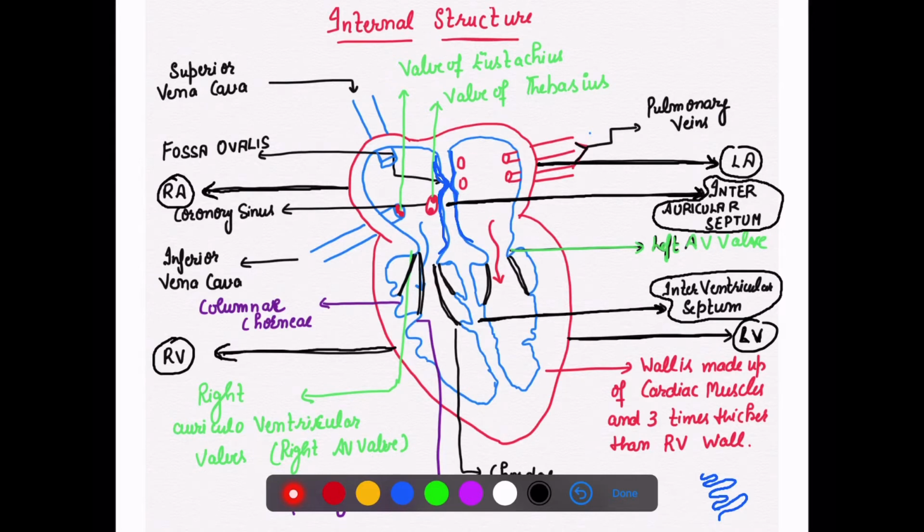So what have you drawn till now? Right atrium, left atrium, right ventricle, left ventricle, interauricular septum and interventricular septum. Now, this depression is known as fossa ovalis. This depression, as you can see, here I am taking you as just lead my path. This depression is known as fossa ovalis.